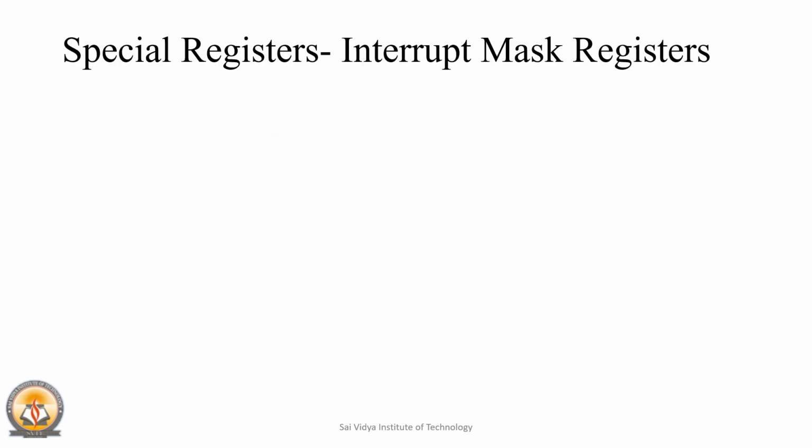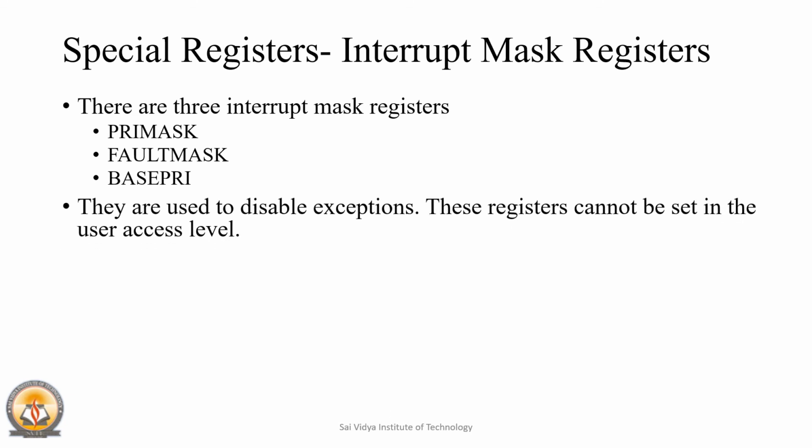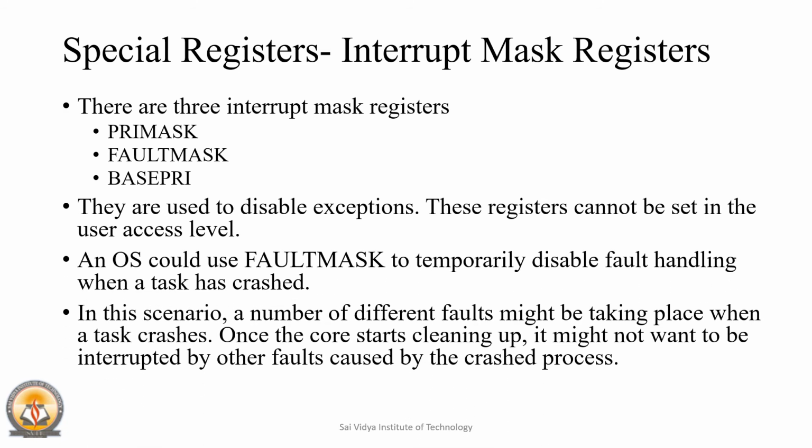The second special register is the interrupt mask registers. So there are 3 interrupt mask registers available in Cortex-M3 processors, namely the PRIMASK, the FAULTMASK and the BASEPRI. So they are used to disable the exceptions. These registers cannot be set at the user access level.